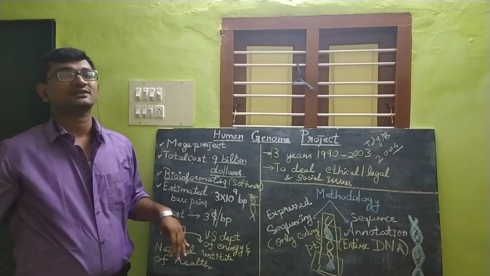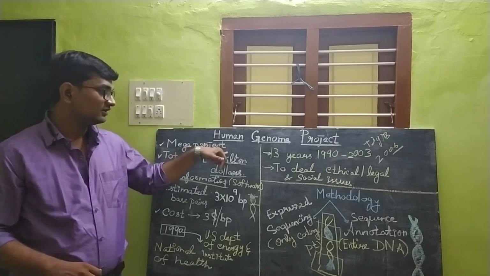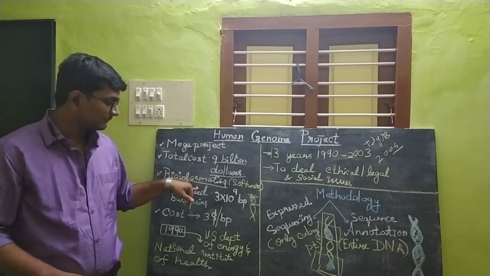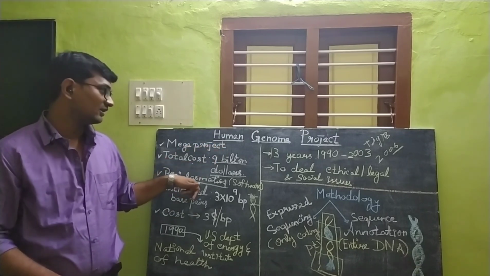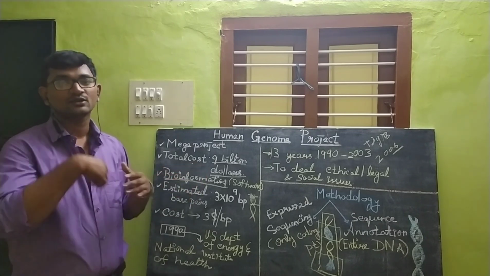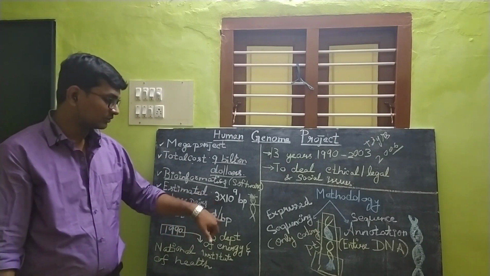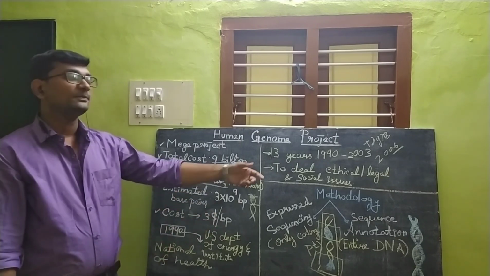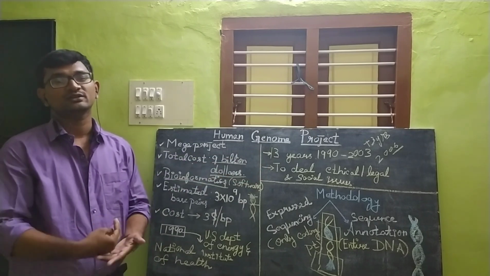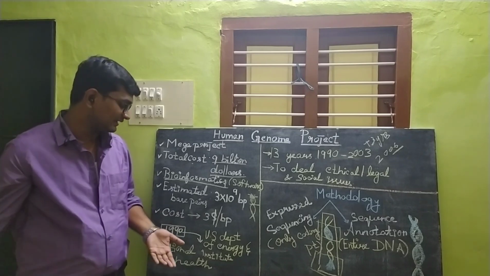What are the different characteristics of the Human Genome Project and its methodology? The Human Genome Project is a mega project. The basic app used in the Human Genome Project is bioinformatics. It takes $9 billion total cost for the Human Genome Project. Per base pair it is about $3. So basically, why do we go for a Human Genome Project? To deal with social, legal and ethical issues.